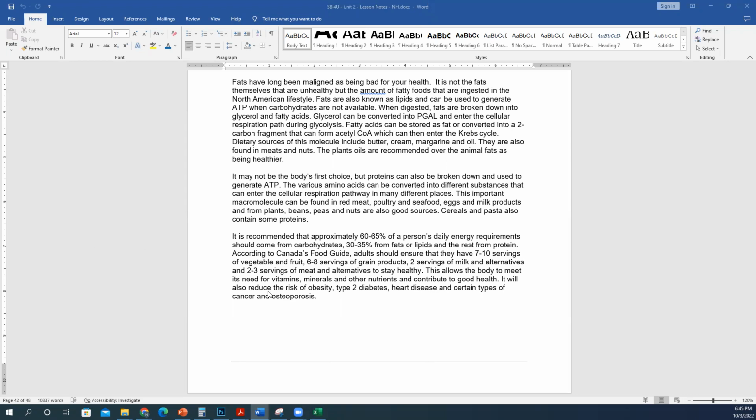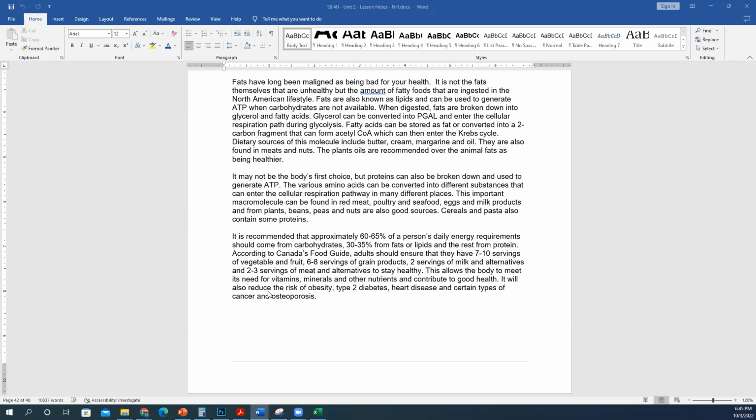All right, so it is recommended that approximately 65% or so of someone's daily energy needs should come from carbohydrates, with another 35% or so from fats or lipids, and then the remaining, whatever small amount, from proteins. So proteins, you only need a very small amount from.